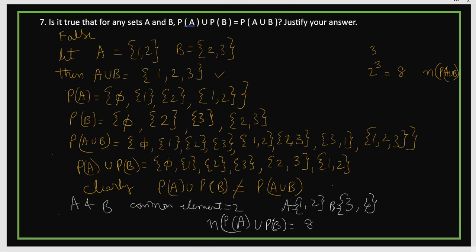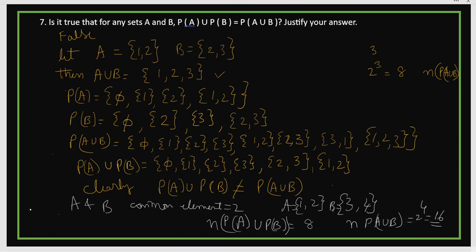Number of A union B will be 2 raised to 4. You can check yourself. So clearly this is not equal. Sometimes this number itself will decide they are not equal. Okay, this is the second method.